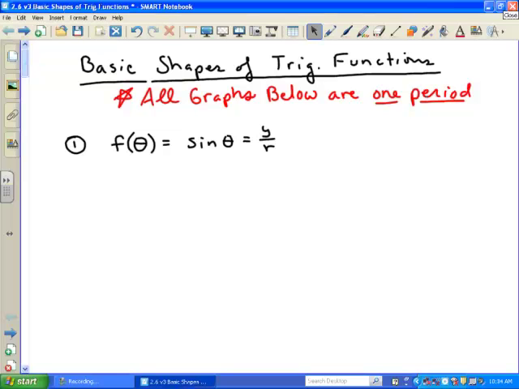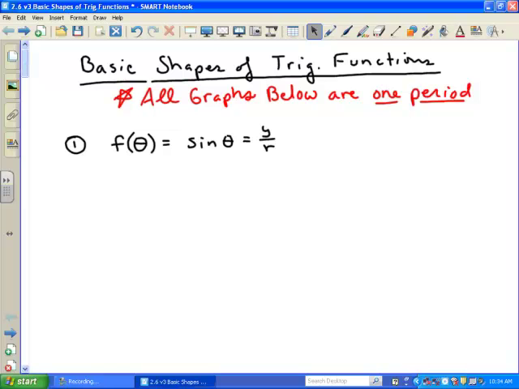What I'd like to talk about now is basic shapes of trig functions. In algebra, I tell my algebra students that as soon as I say f of x is equal to x squared, they should have a particular picture jump to mind, in other words, a parabola. For trig, I will tell you that when I say sine of theta is equal to y over r, you should have a picture jump to mind as far as its graph.